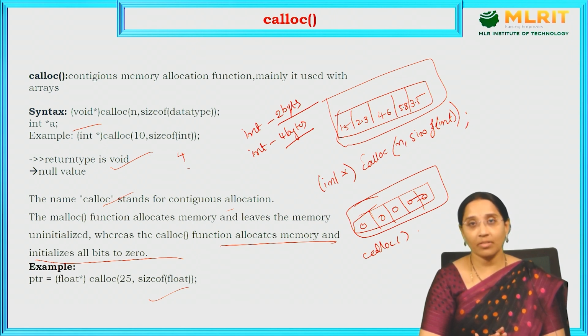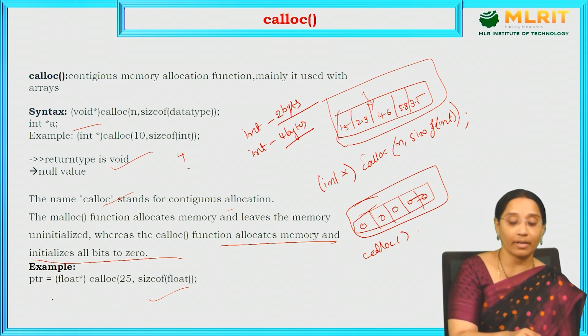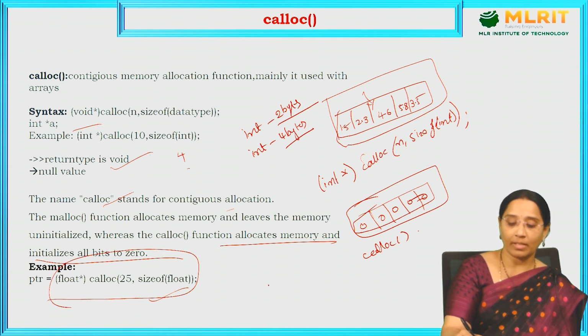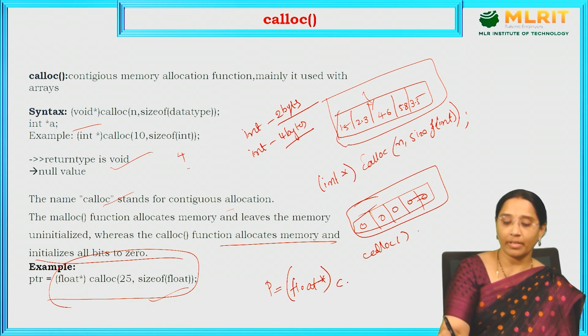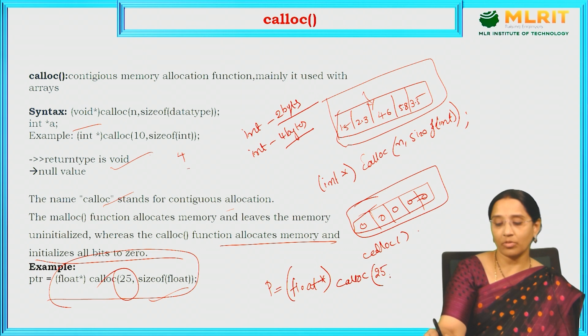So on success it will return a void pointer. Void pointer means it is not associated with any type. So later you need to typecast, because you know what type of data you are storing. If I want to store integer values, I will typecast to int. If I am storing floating values like this, I will typecast to the float data type. So like this you need to typecast. Take a pointer variable, typecast float pointer, calloc of, here they have taken 25. It means I want to store 25 values in the heap section, size of float.